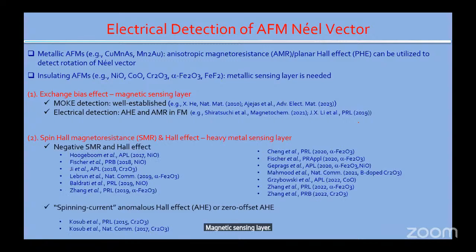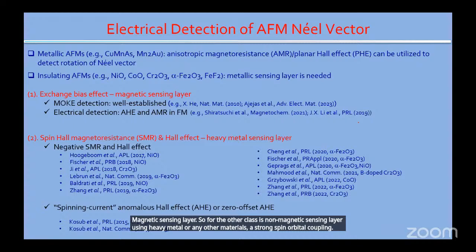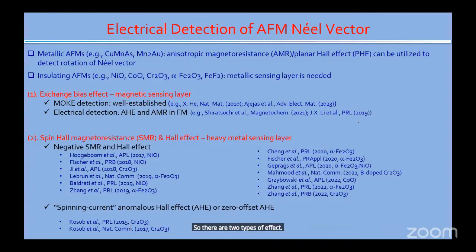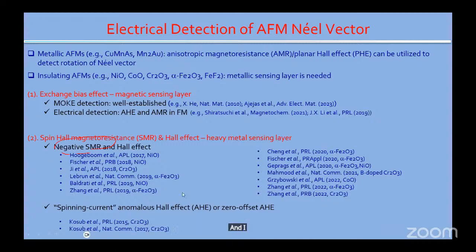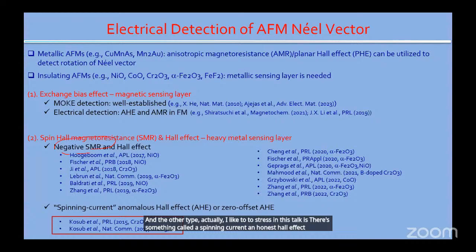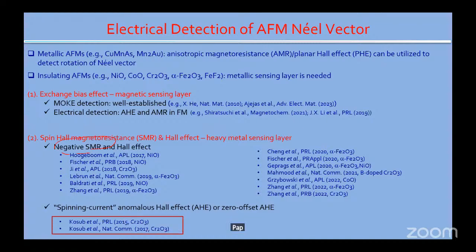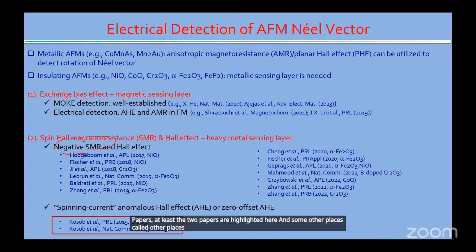For electrical detection, one has to use the anomalous Hall effect and anisotropic magnetoresistance in the metallic magnetic sensing layer. The other class is a non-magnetic sensing layer using a heavy metal or any other material with strong spin-orbit coupling. There are two types of effect. One is using the SMR, the spin Hall magnetoresistance, and the Hall effect, and in general it is a negative SMR. A lot of people have done studies in the past number of years, and I only included here an incomplete list of the researchers. And the other type, which I'd like to stress in this talk, is the spinning-current anomalous Hall effect that was pioneered by Kosub's papers, at least the two papers I highlighted here, and in some other places called the zero-offset anomalous Hall effect.